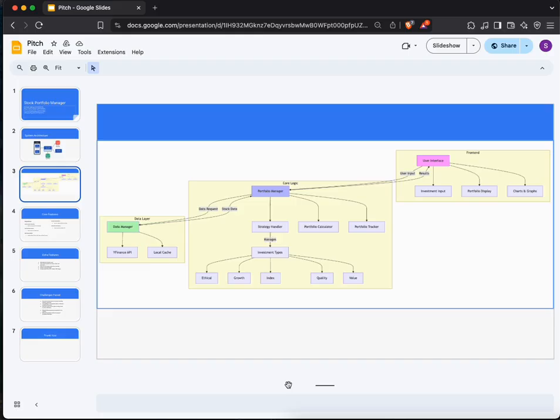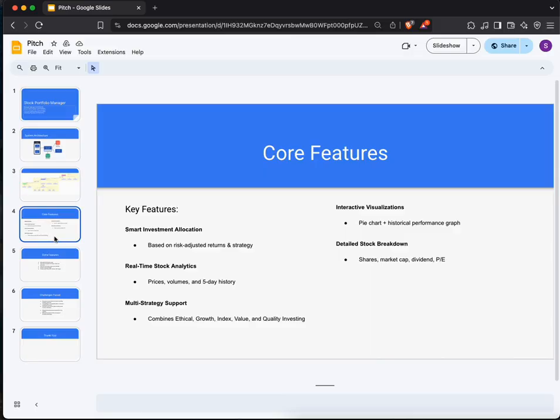Smart investment allocation. Funds are distributed based on selected strategies and risk adjusted returns. Real time stock analytics. Users can view prices, volumes, and 5-day stock history. Multi strategy support. You can mix and match strategies like ethical plus growth or index plus value. Interactive visualization. Users see pie charts of allocation and line graphs of historical value performances. Detailed stock breakdown. We include fundamentals such as market cap, P/E ratio, dividend yields, and 52-week range.